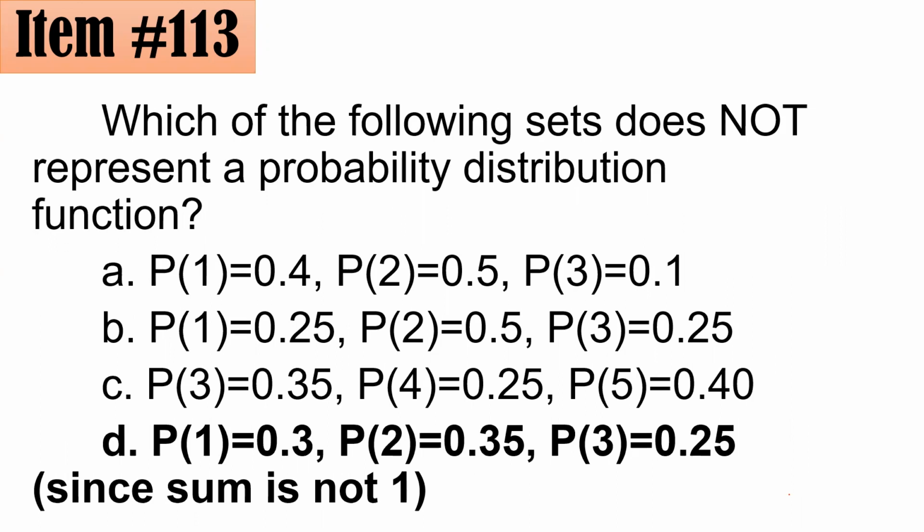Kasi kung i-add mo naman si 0.3, si 0.35, at saka si 0.25, it's just actually not equal to 1. In fact, equal siya sa 0.9 only. At dahil you can verify for A, B, and C na yung sum nila ay 1. That's why letter D is not a probability distribution function.